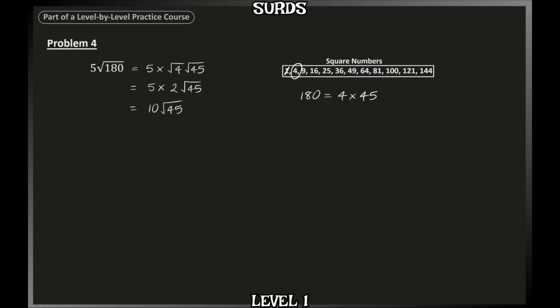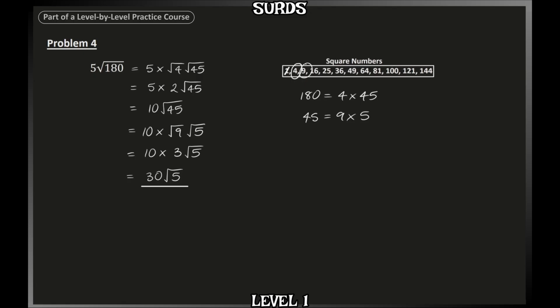And it can, because 45 can be written as 9 times 5, and 9 is on our list of square numbers. So this means that 10 root 45 can be written as 10 multiplied by, and we can now split the root 45 up into root 9 multiplied by root 5, and the square root of 9 is 3. So this becomes 10 multiplied by 3 root 5. And because 10 times 3 is 30, this now becomes 30 root 5. Now because 5 is a prime number, we can't split it up any further, and this means that 30 root 5 is our final answer to problem 4.